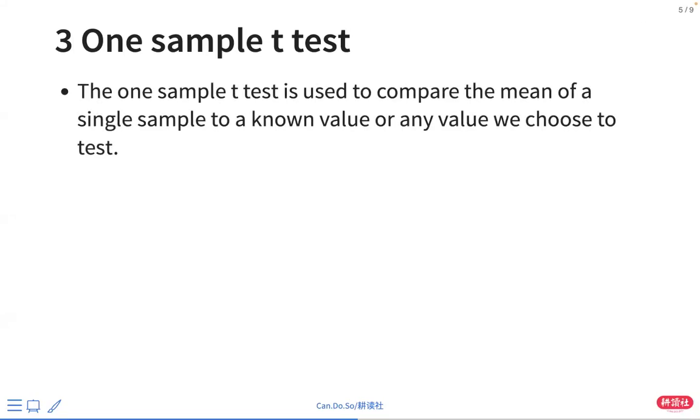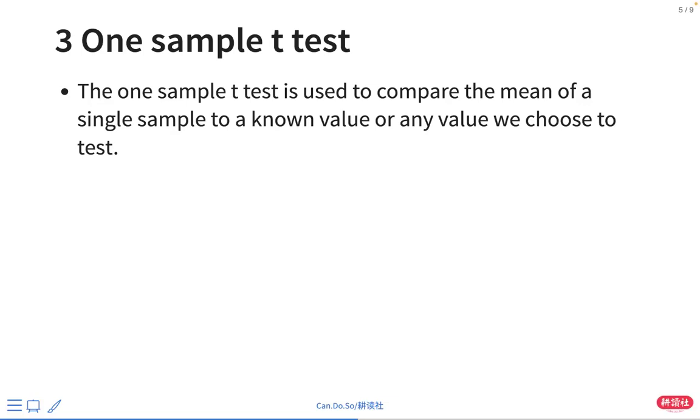First we look at the one sample t-test. The one sample t-test is used to compare the mean of a single sample to a known value or any value we choose to test. This means we have a sample and we want to test whether the sample's mean is equal to whatever value we want to choose.